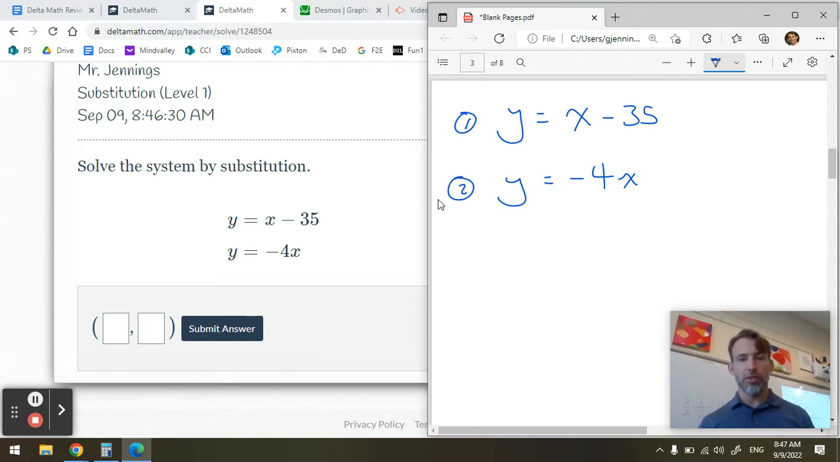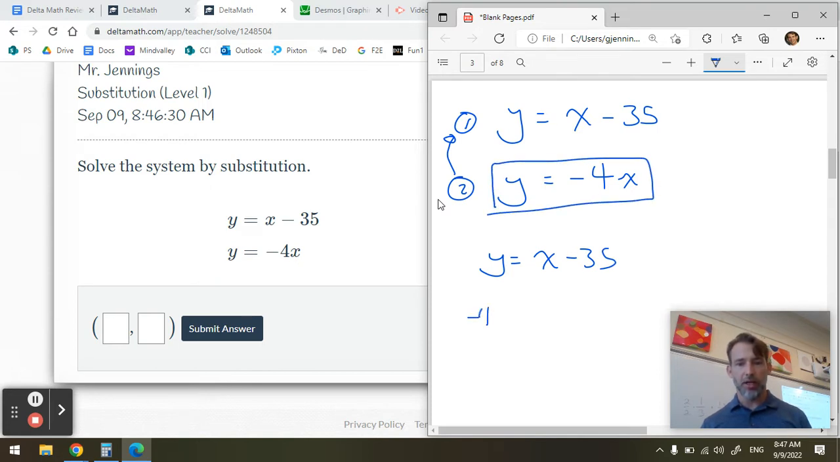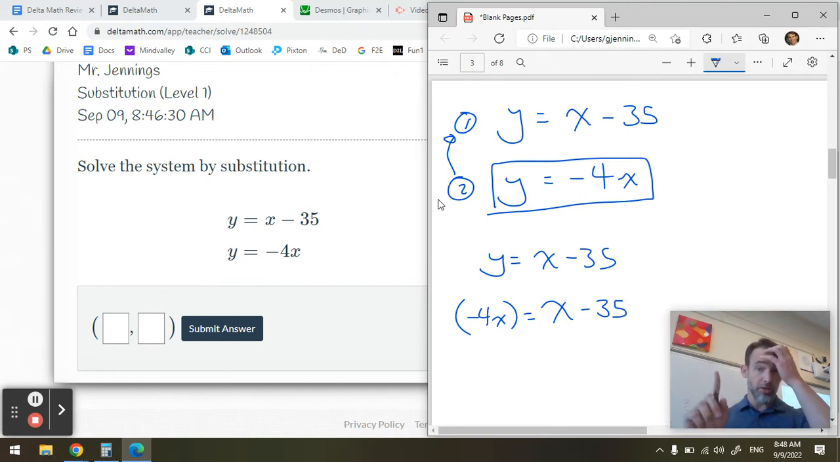In this case, I could substitute 2 into 1 in this way by rewriting y equals x minus 35, but I also know that y is equal to negative 4x. So I'm going to substitute negative 4x in place of y. I always substitute into brackets even when they don't influence the calculation because it helps me avoid a wide variety of errors. So now I know negative 4x equals x minus 35.